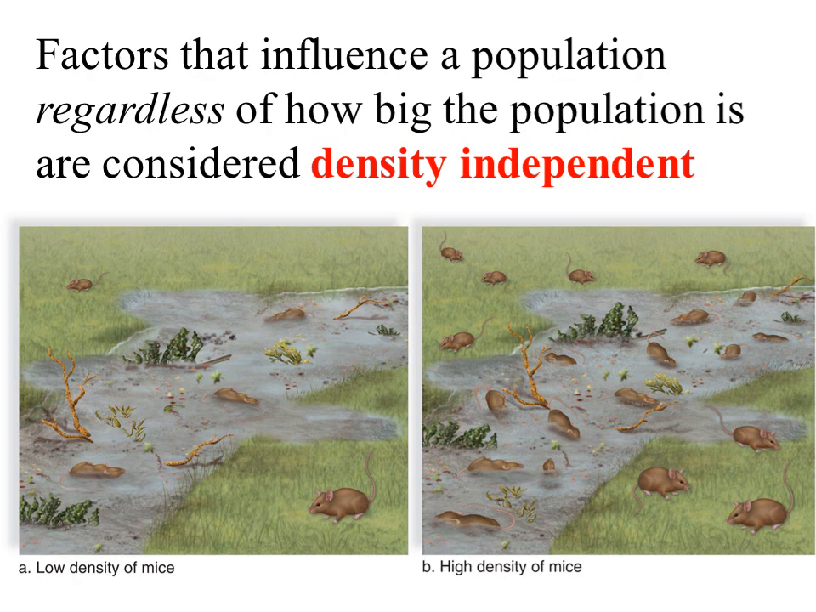So when you're thinking about what causes a factor to influence a population, we talked about whether it is density dependent or independent. Factors in an ecosystem that influence a population regardless of how big the population is are considered density independent. So this is a picture of mice. There's a low density of them, and there's a stream running through their habitat. The stream, when they try to cross it, kills a lot of the mice. Even if there were a ton of mice, that stream would still exist, and it would still affect them. It will affect them whether there are a few or a lot.